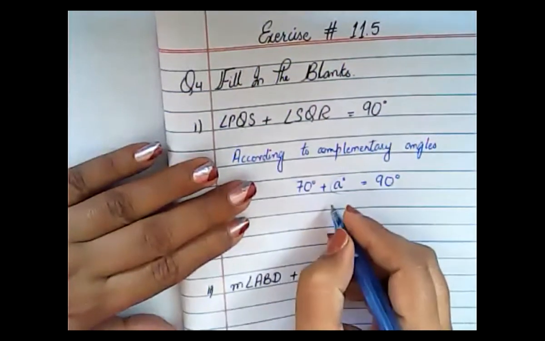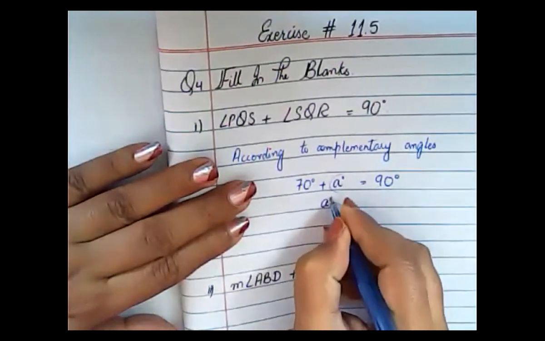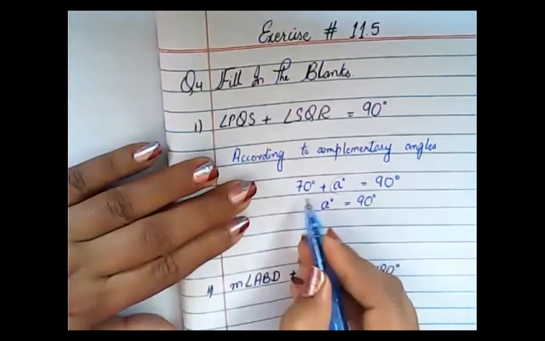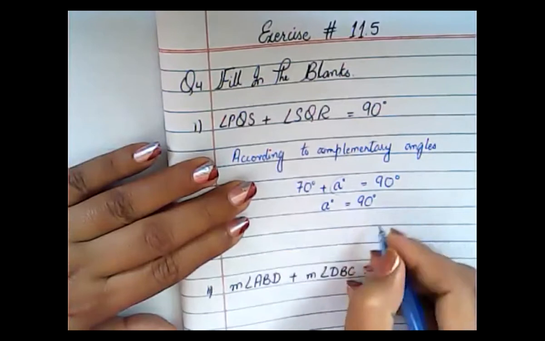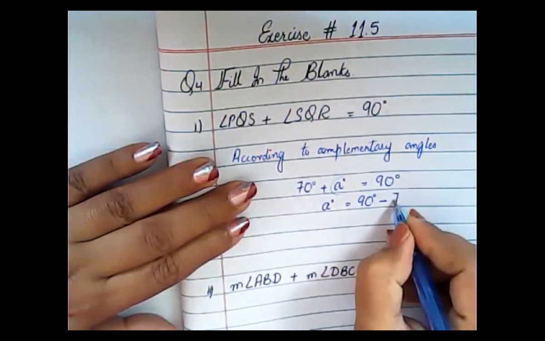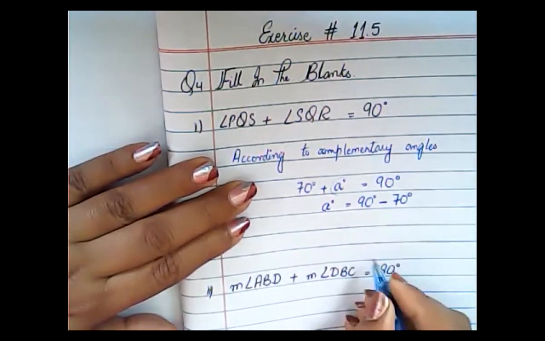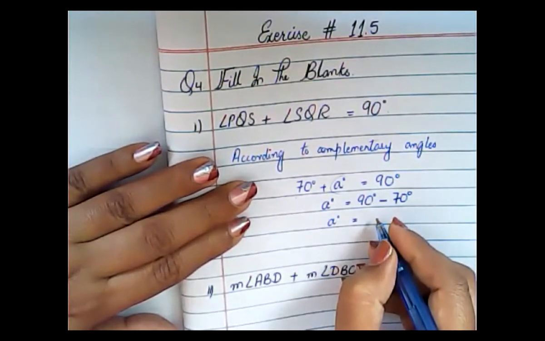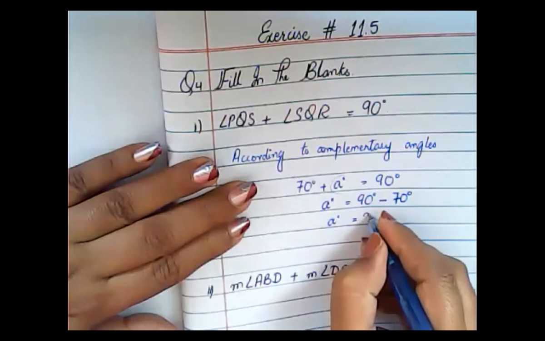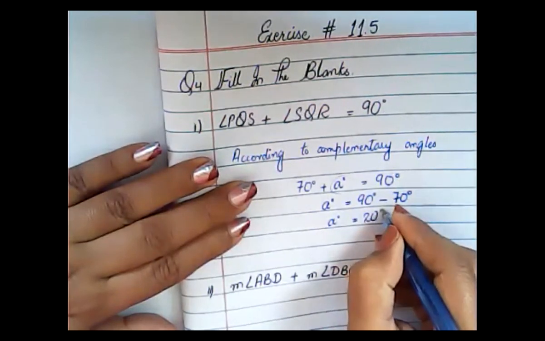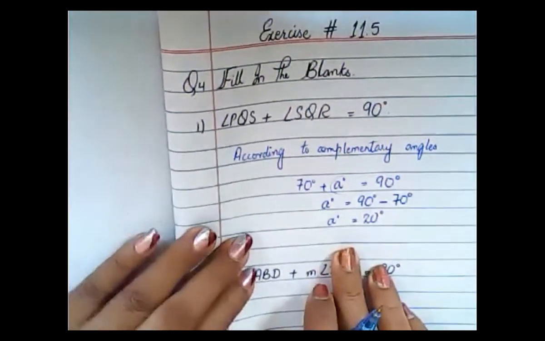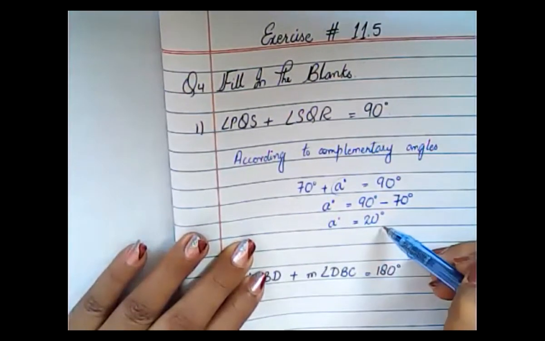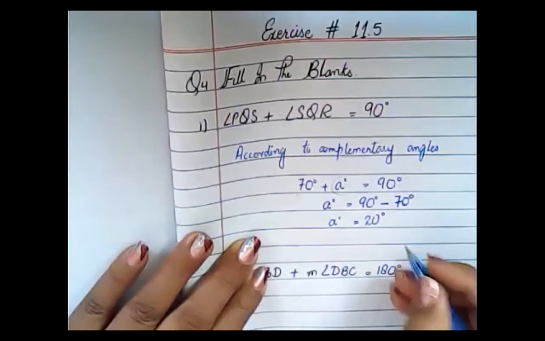So what you will do, you will write down A simply, and then you will copy down the right side, that is 90 degrees. Now here it is plus 70, so on the right side it will become minus 70. Understand? So what will be the answer? A is equal to 20 degrees. So the unknown angle, the complement of 70, is 20 degrees.